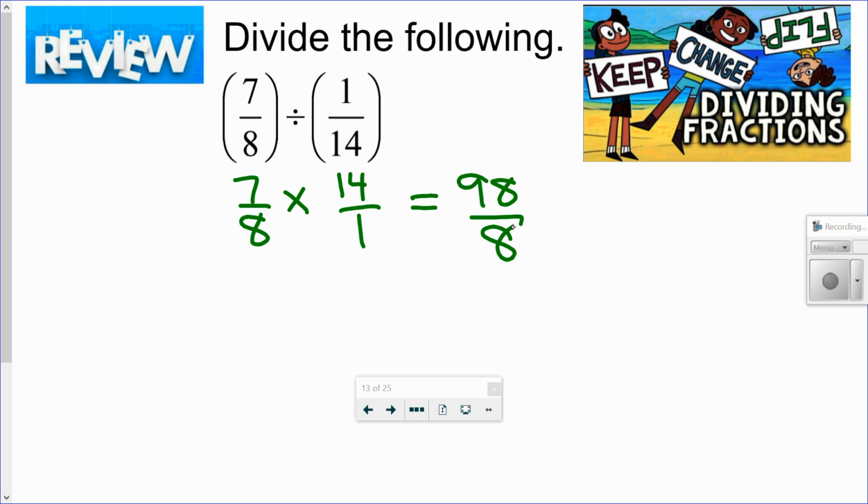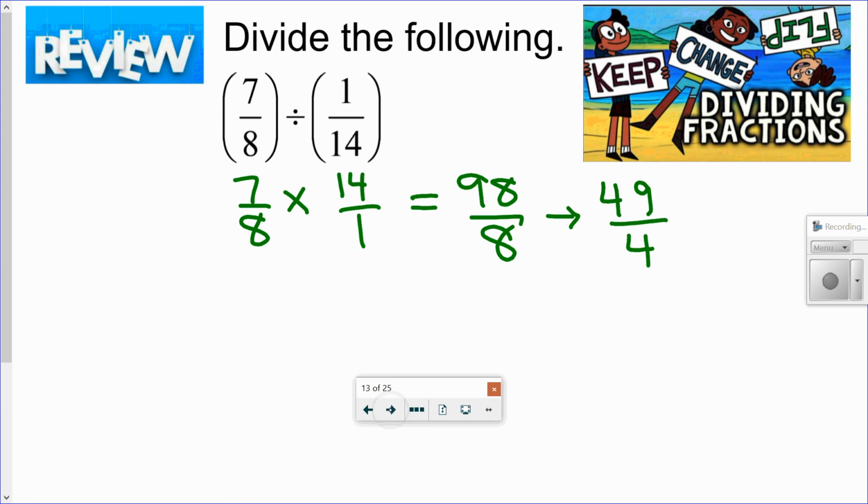And then I would just look to see how I can simplify this further. I see that 98 has a common factor of 2, so does 8. They have a common factor of 2, so that would be 49 over 4 in lowest terms. And in Math 20-1, we're okay leaving it as an improper fraction. That would be as far as you go.